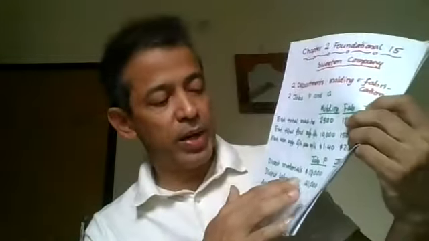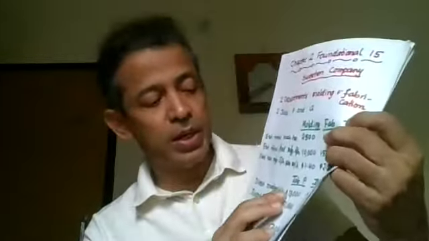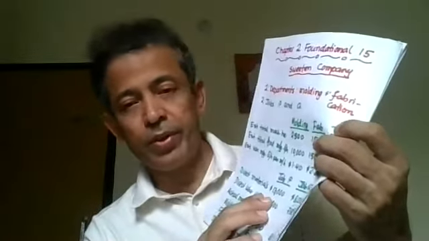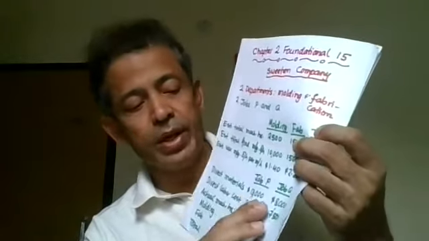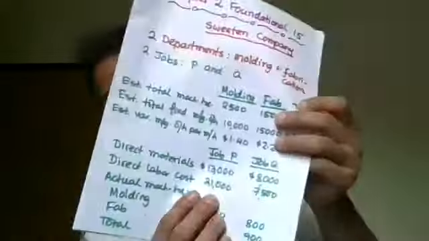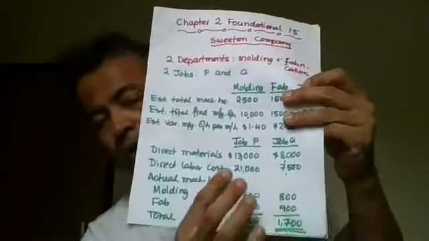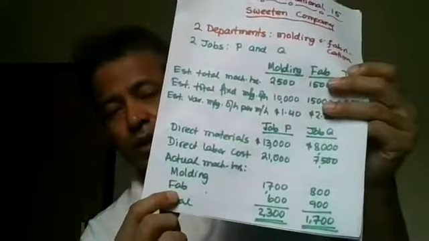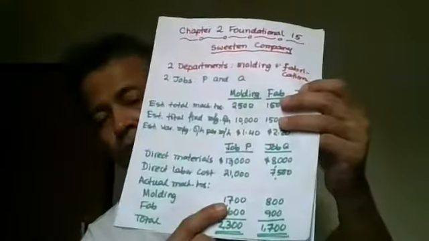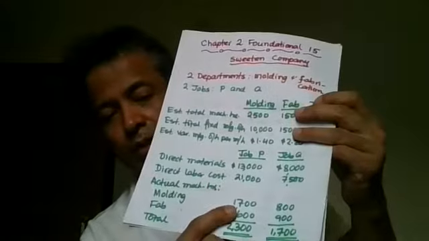Very clear that we have added $13,000 of material to job P for the whole month for the two departments together, and job Q $8,000. So material cost is 13 and 8, labor cost is 21 and 7.5, and overhead is going to be added later. And the actual hours of labor, more in the molding department: job P used 1,700 hours and Q used 800.